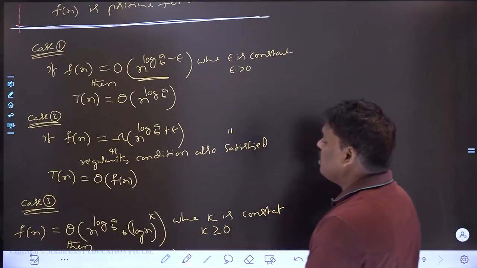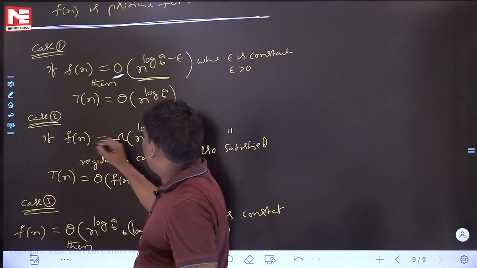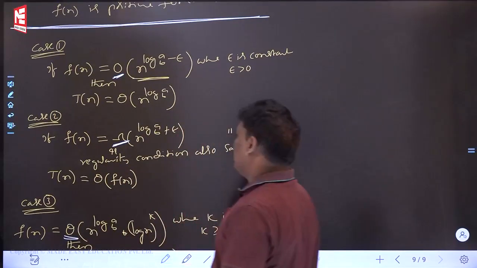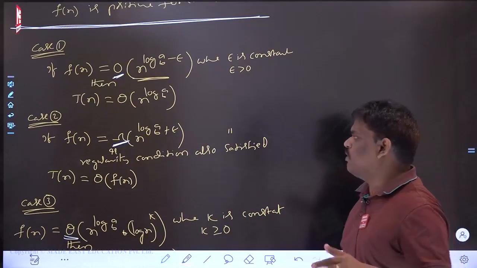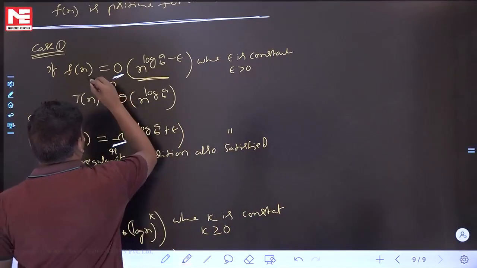Case 2, f of n is bigger. Why is it bigger? Big O. Why is it bigger? Omega. Why are both equal? Theta. Like that, three cases. Now listen, one more interesting answer. So can you help me now?